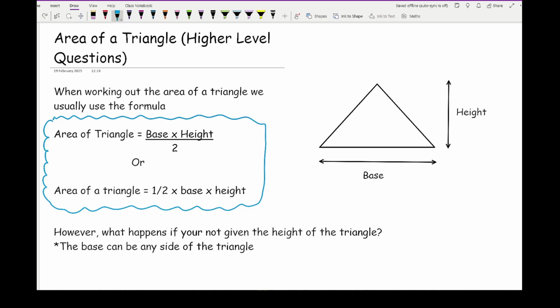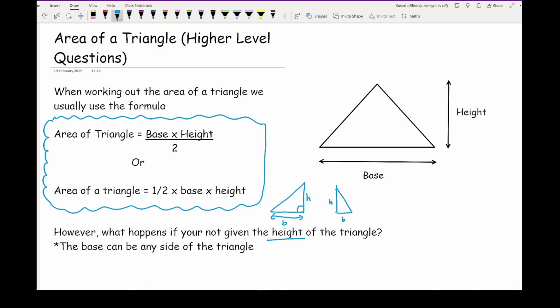Commonly you will be given the base of a triangle, and the base is basically one of the sides of the triangle. The only time that would not be the case is if you've got a right angle triangle in which one of the horizontal or vertical lines will be the height and the other adjacent side will be the base. And obviously we could rotate that, let's say like this, then we would say this would be the base and that would be the height.